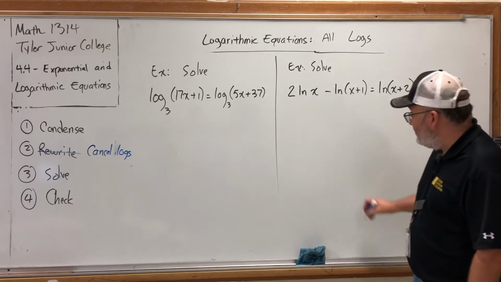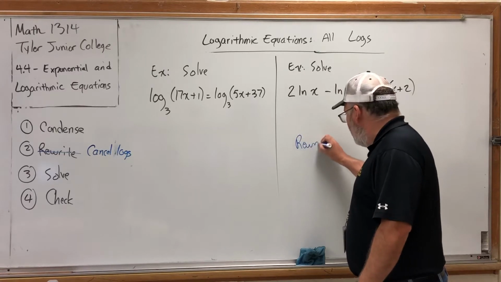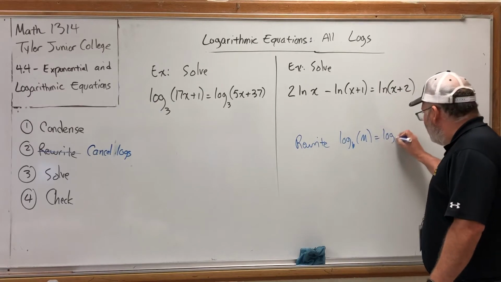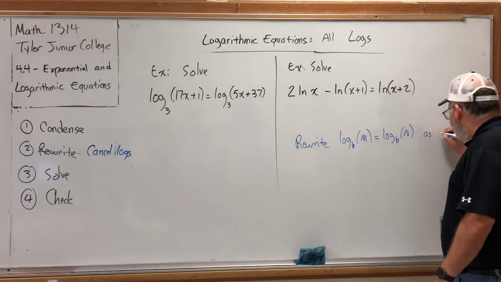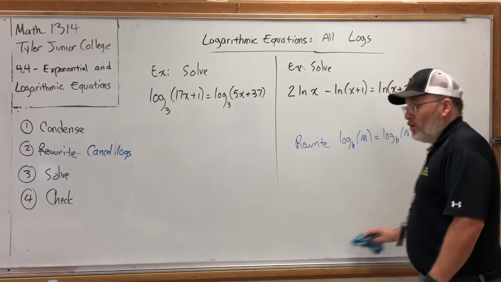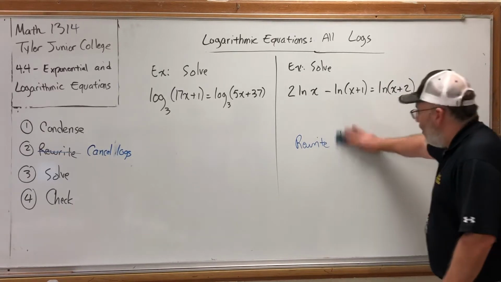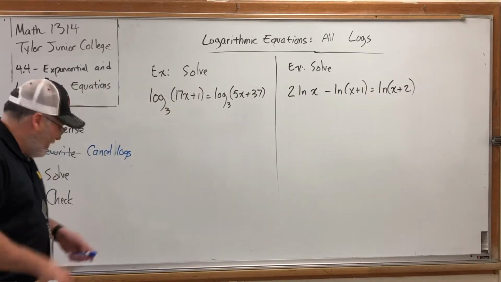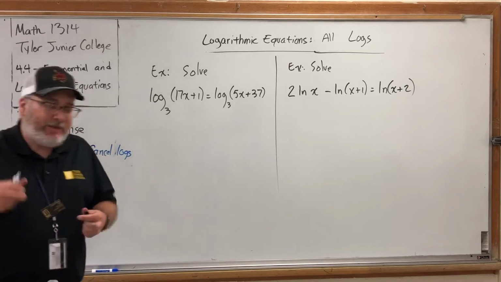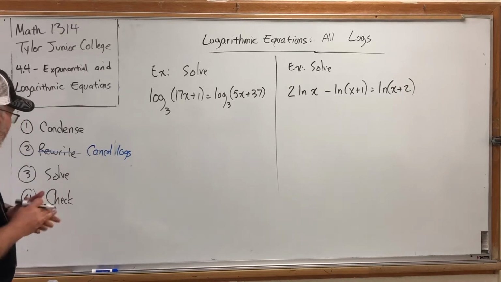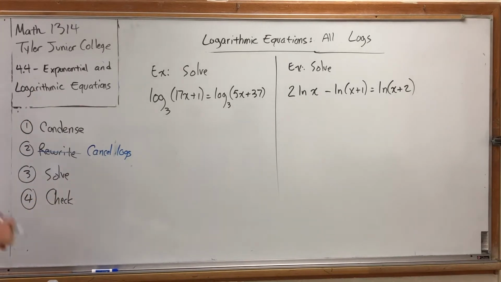If you want a more specific step, you could say rewrite log base b of m equals log base b of n as m equals n, to emphasize that there must be one log on both sides. Now, if you've done the condense move, you have one log on both sides. So don't cancel logs until you have one log equal to one log, and they have to have the same base. If they don't have the same base, it's an interesting exercise, a little beyond what we discussed in this course. I can make an optional video over it, but right now it's kind of late in the day and I'm hungry. All right, let's cancel the logs.